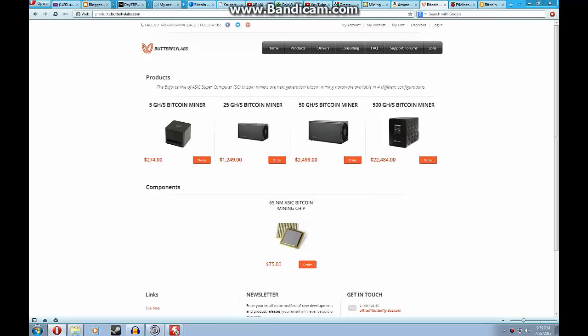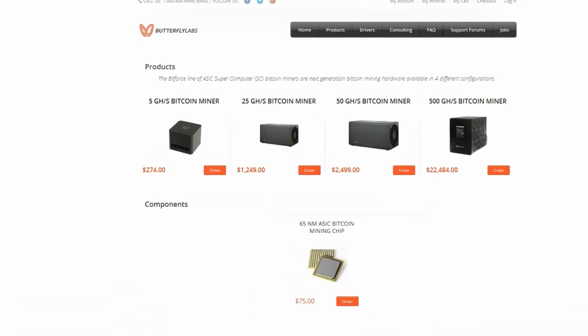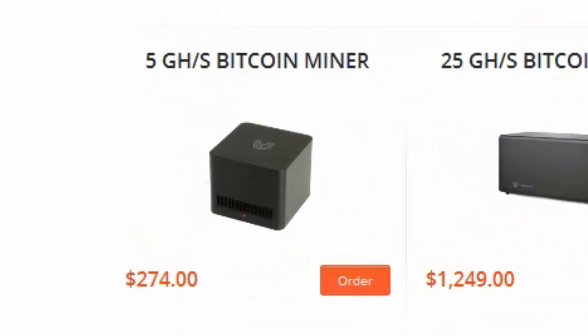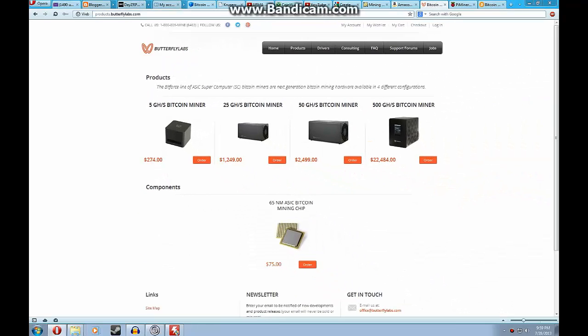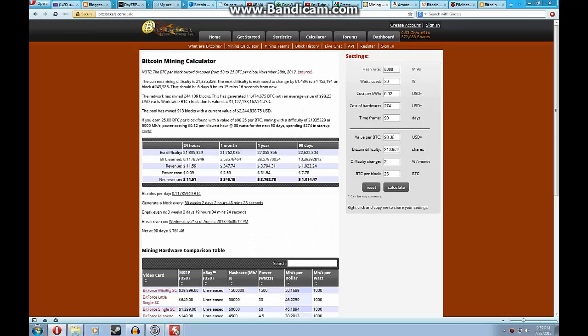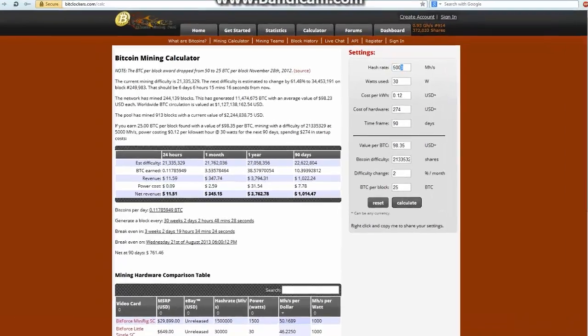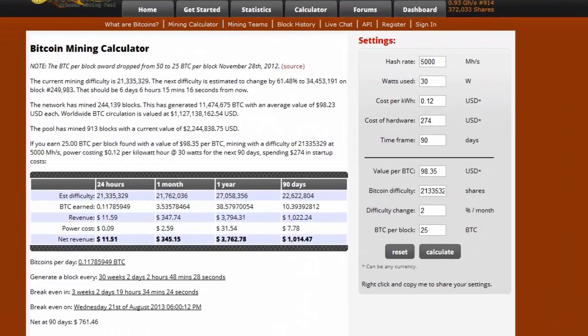So we're back here at the Butterfly webpage, and as you can see, the smallest one they have is $274. That's the one we showed you last time. And you can basically make 300. Is it still on the other page there? How much they can make off that in a month? Let me check. Yes, it is. That's 5,000. As you can see, at current rates, you'd make about $345.